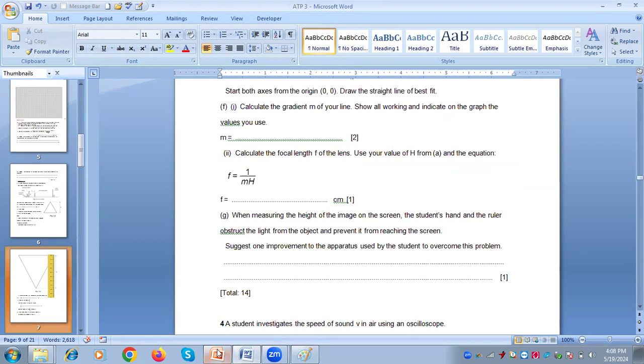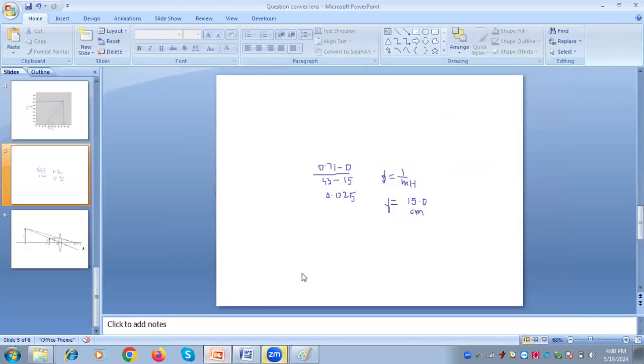So this you can see here, the possible precautions. There may be other precautions also, like in order to get a clear image, you should have a darkened room. The object should be well bright, as you had in the previous question.